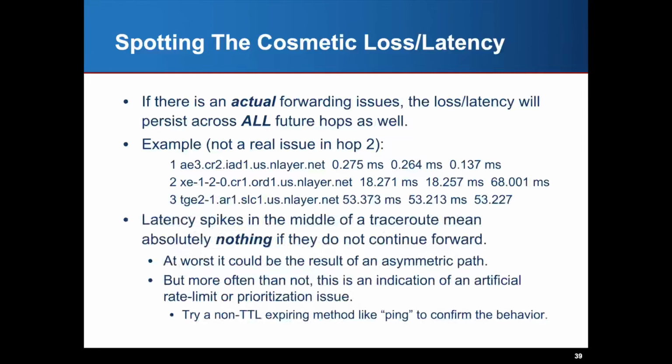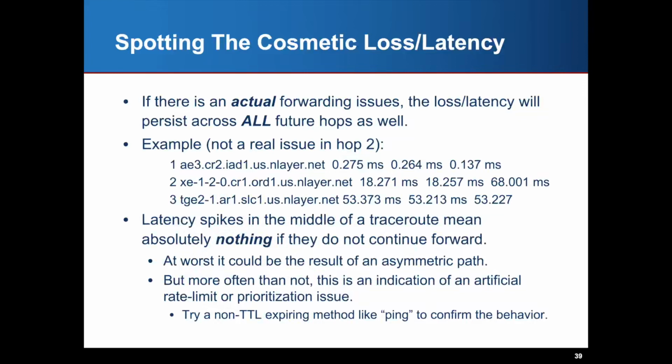So latency spikes in the middle of a traceroute mean absolutely nothing if they don't continue forward. That's the first thing to tell people when they look at a traceroute. At worst, it could be the result of an asymmetric path. It could be an asymmetric path combined with multipath. We'll talk more about that in a minute, but more often than not, this is an indication of an artificial rate limit or a prioritization issue.